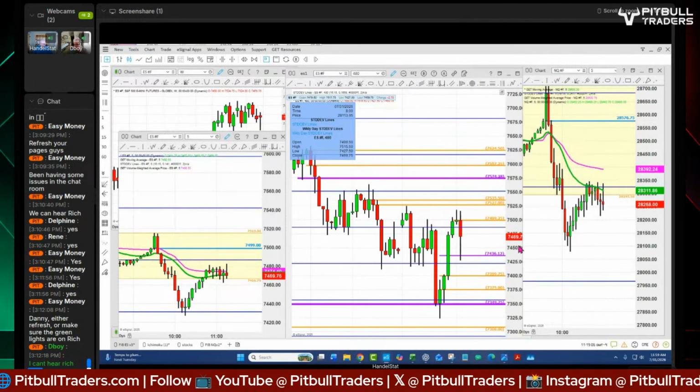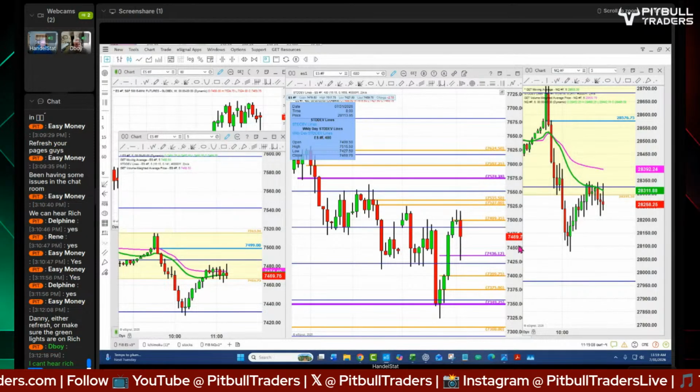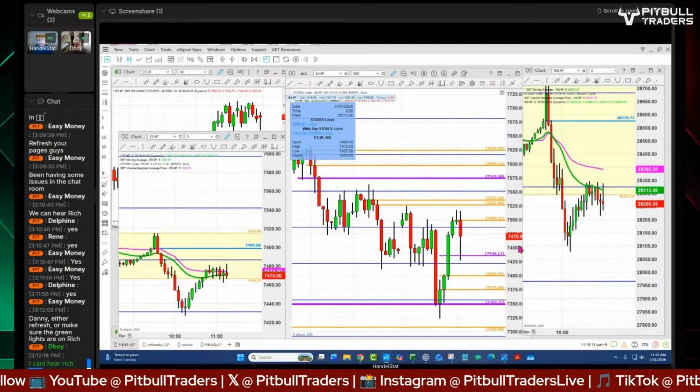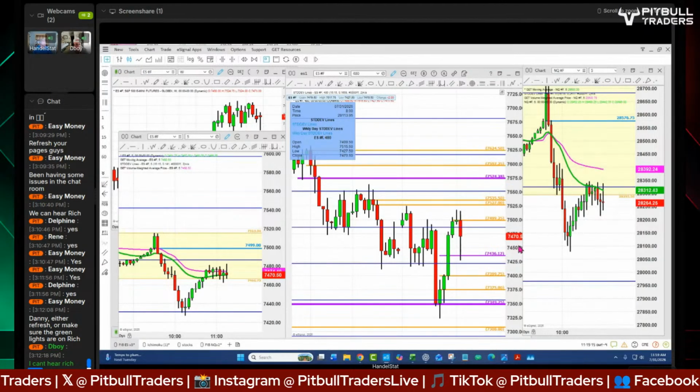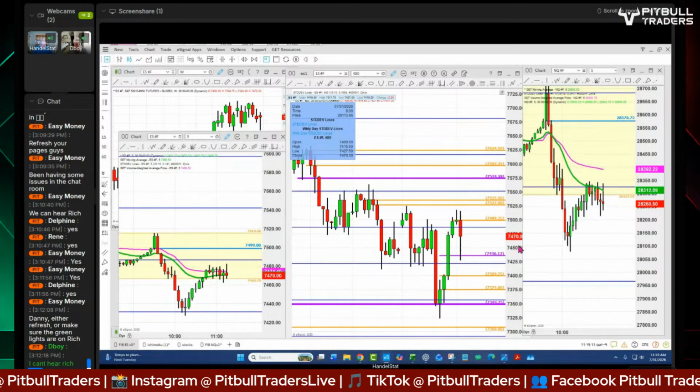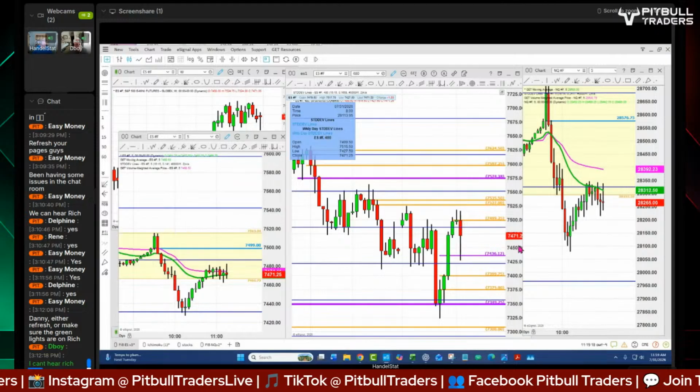I just think that longer term it's definitely going up. All these stocks are going up. It's just a matter of where we are in the cycle of things.